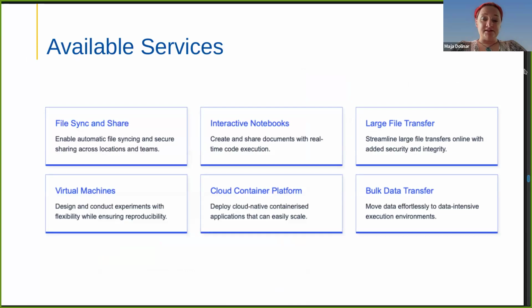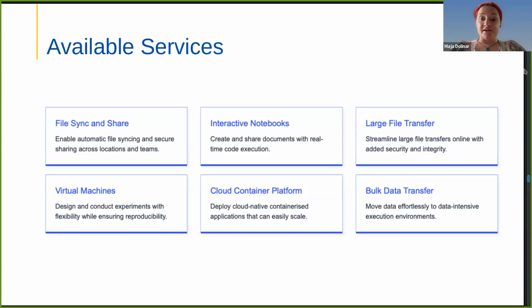EOSC Node offers currently 6 services to streamline research workflows. First is file sync and share. This is a service where you can easily share files across locations and teams. It's basically built on collaboration. Then we have interactive notebooks where you can create and share documents with real-time code execution, for example, R or Jupyter notebooks and so on, and collaborate together with your team.